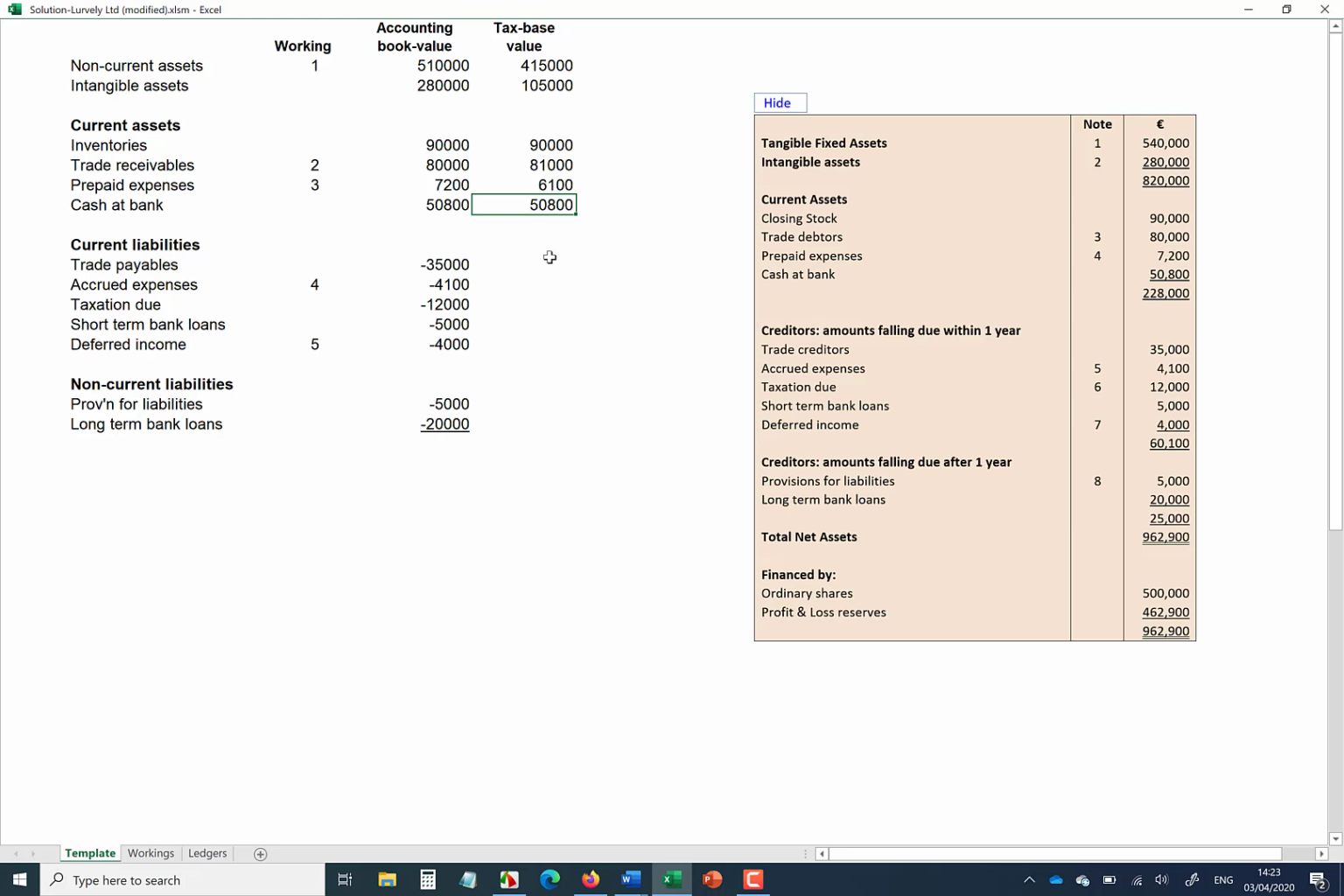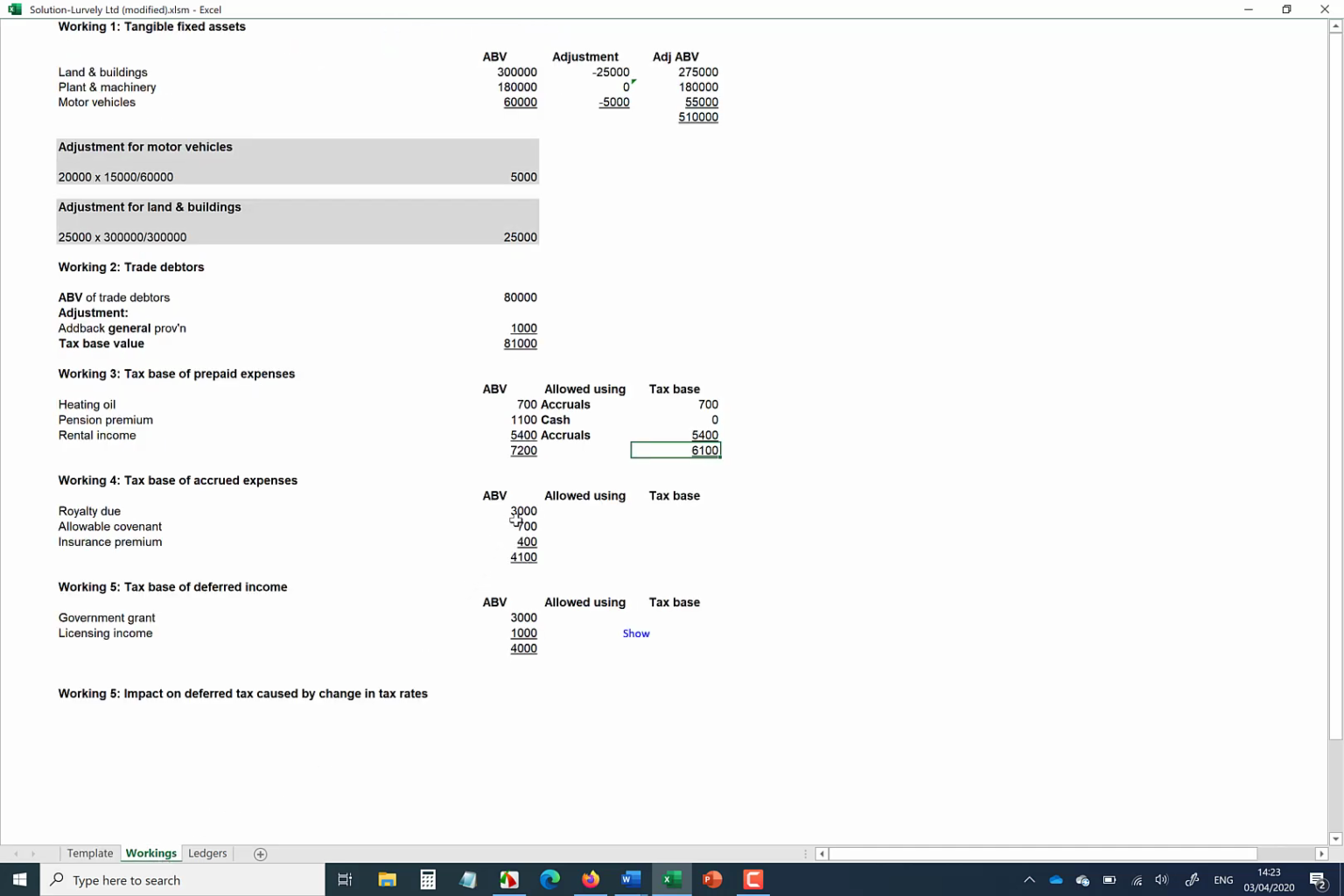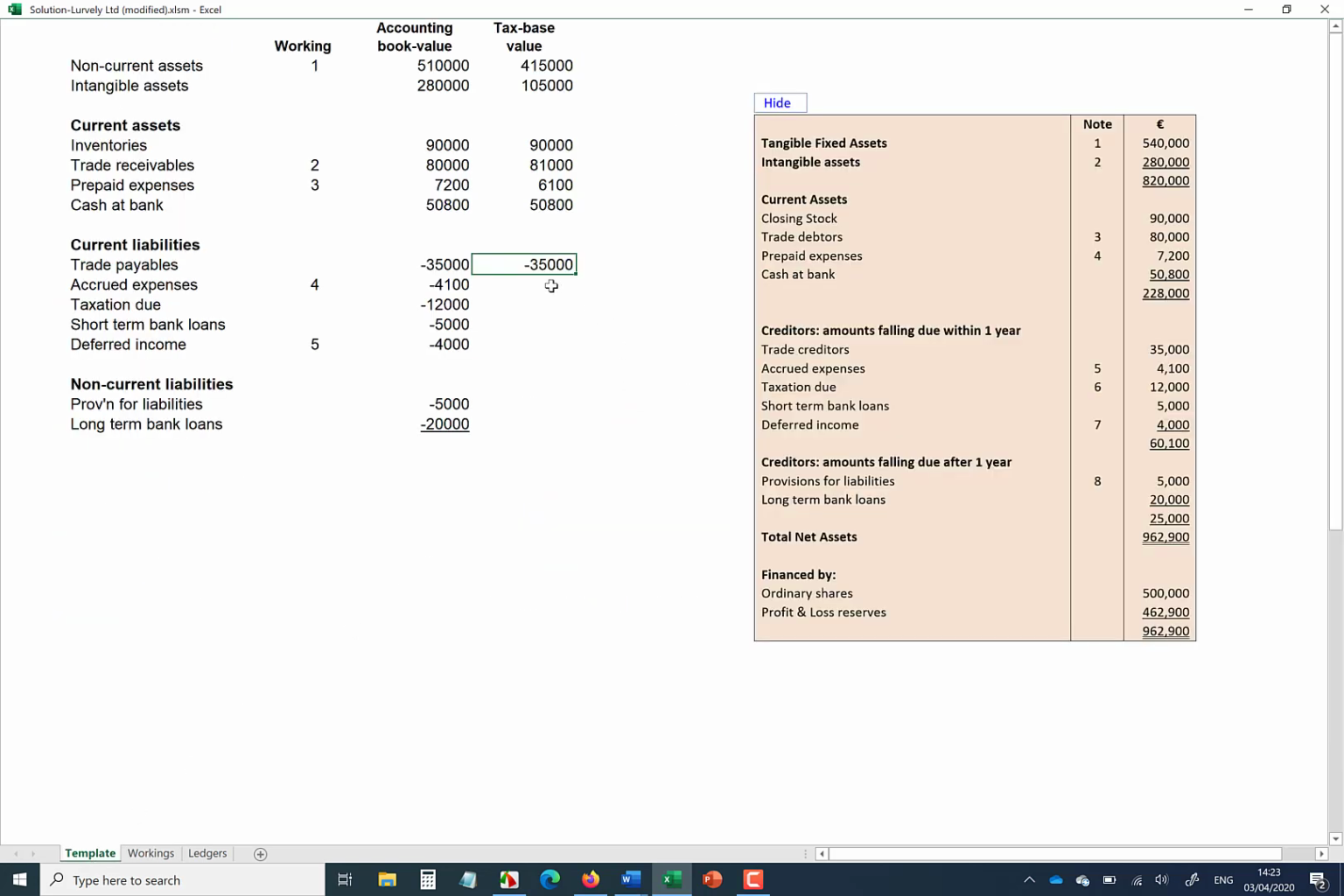Cash at bank, no issue. Trade payables, again, no issue. Accrued expenses, again, we need to look at the detail here. So we have a royalty, and we're told royalties are allowed only on a cash basis, so therefore their tax base is 0. Allowable covenant, again, it's allowable when paid, so it's allowed on a cash basis, and an insurance premium is allowed on an accruals basis, so its value will match the accounting book value. So that's €400 for those items. Okay, taxation due, no issue.